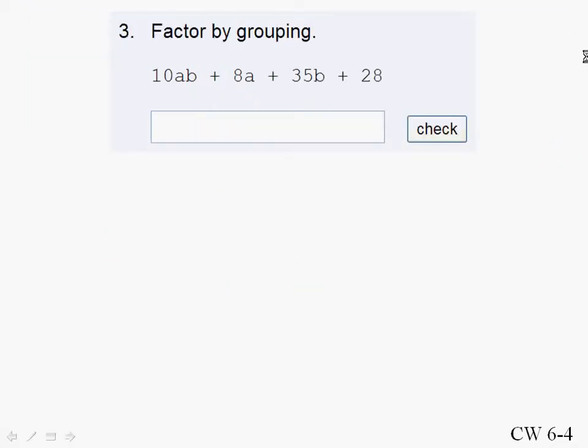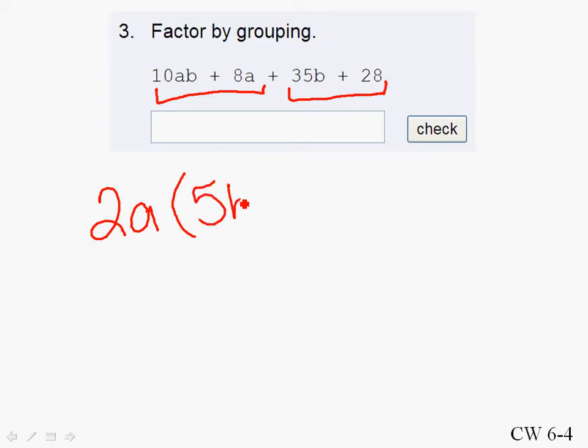On number 3, we're going to be factoring by grouping. So factor by grouping means that we're going to take two of the terms and find the greatest common factor. The greatest common factor with 10ab plus 8a would be 2a. When we divide 2a into 10ab, we're left with 5b. When we divide 2a into 8a, we're left with 4.